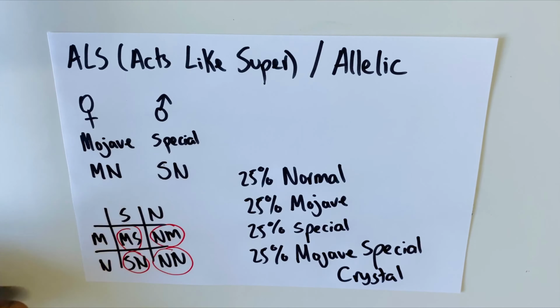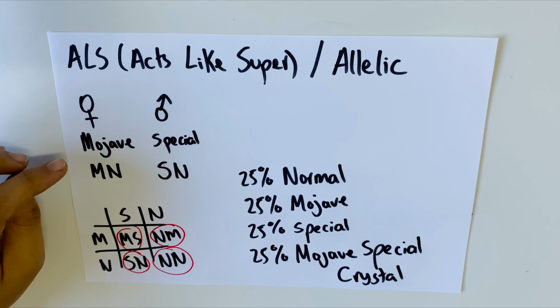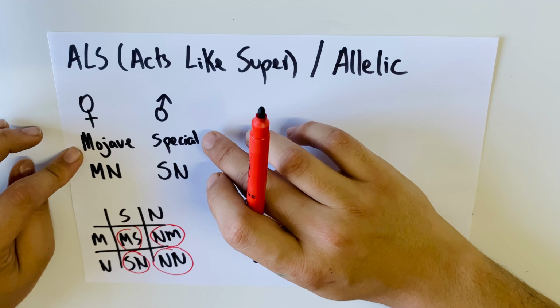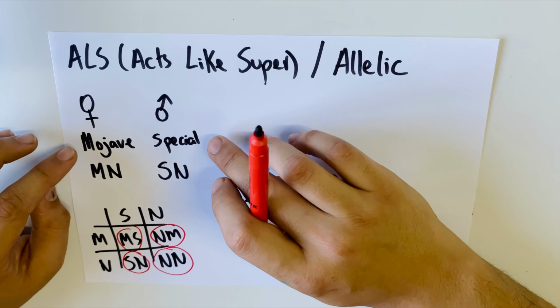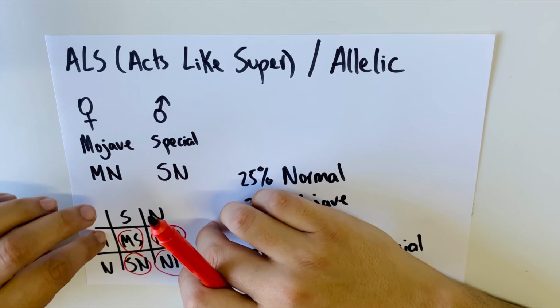Now you notice for the first time in this series, we have put two different genes in our Punnett square. Normally you cannot do this because each gene would have to sit on a different allele. But actually, Mojave and special are alleles of the same gene, and that's why this works.